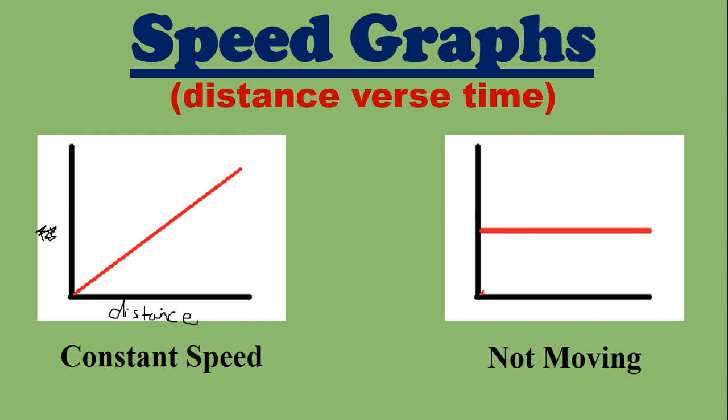Nope. Sorry, that's wrong. It's reversed. Distance is on the y-axis, time is on the x. You have constant speed, which means as time goes on, distance increases, but not moving means you're not moving anywhere, but your time's still going forward.